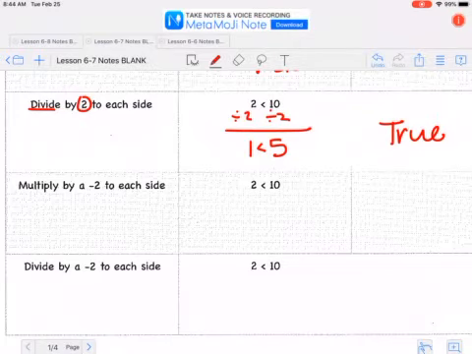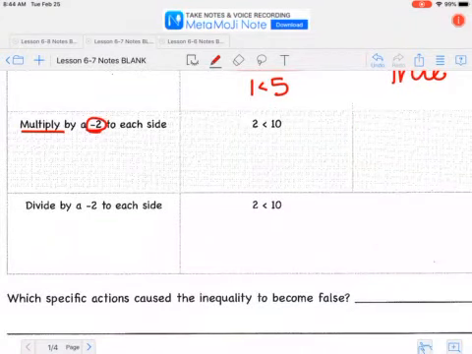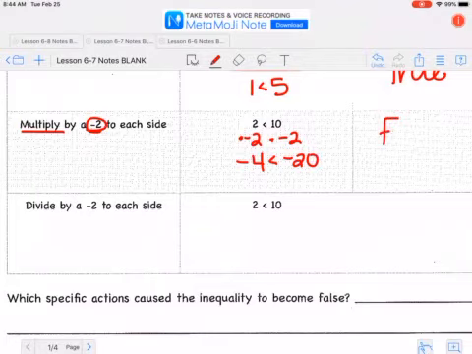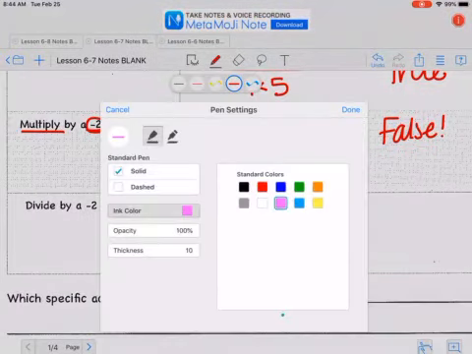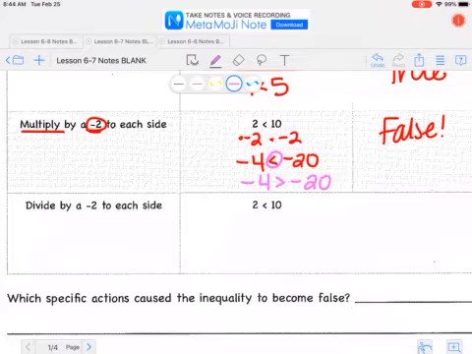Okay, now we have multiplying by a negative 2 to each side. So times by a negative 2 to both sides. So we get negative 4 is less than negative 20. This is actually false. So how could we actually make that true? Well, if you take a closer look, you could see that you can actually flip that sign. So if we had our sign flipped, is negative 4 greater than negative 20?